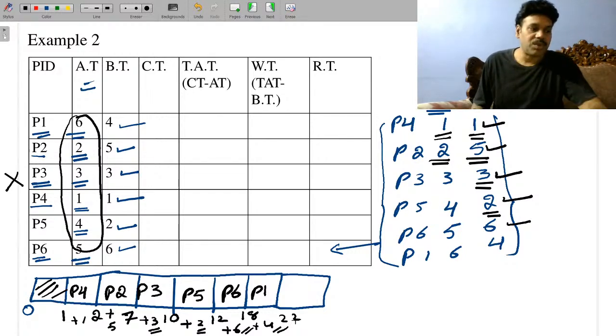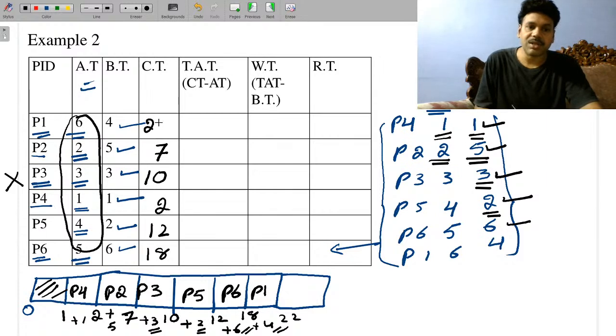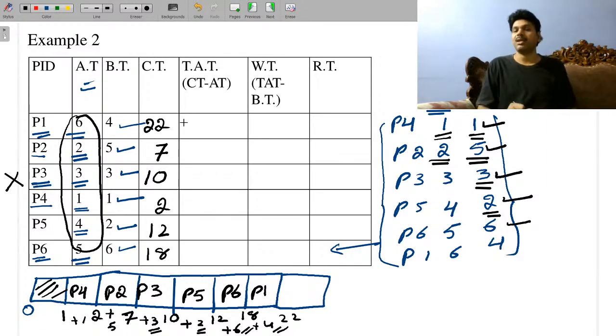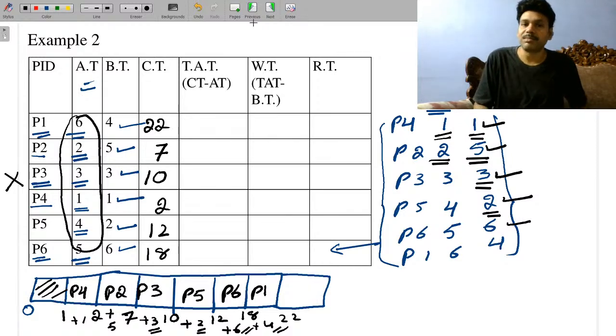Now you can post into completion time. Your completion time: P4 completion time is at 2, P2 completion is at 7, P3 completion is at 10, P5 completion is at 12, P6 completion at 18, P1 completion 22. You know the remaining: turnaround time is CT minus AT, and waiting time is TAT minus burst time.